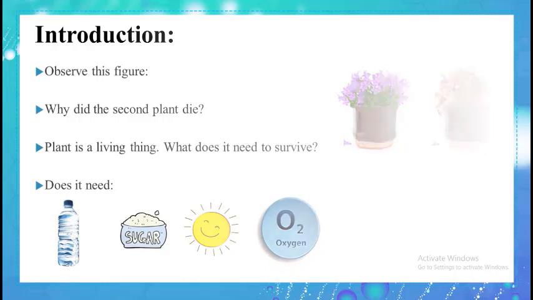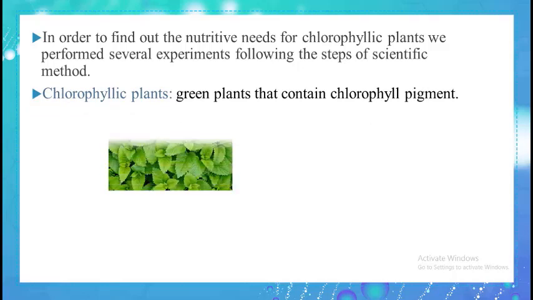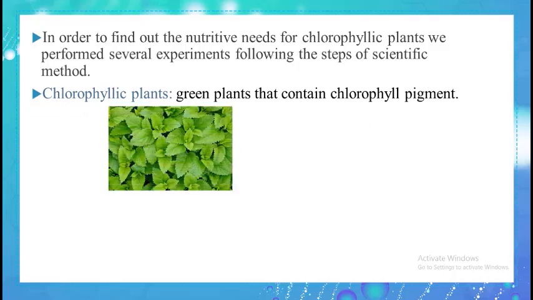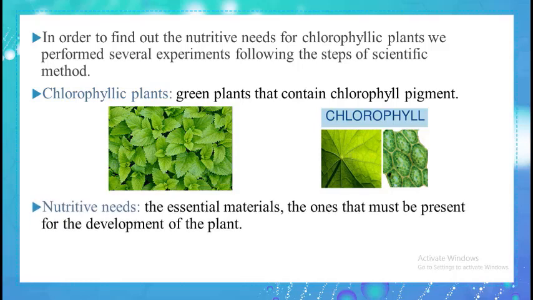Let's find out. In order to find out the nutritive needs for chlorophyll plants, we performed several experiments following the steps of scientific method. What do we mean by chlorophyll plants? Chlorophyll plants are green plants that contain chlorophyll pigment, which means they are the green plants that have chlorophyll inside them. What do we mean by the word nutritive needs? Nutritive needs are the essential materials that must be present for the development of plants, which means they are the important things that must be found for the plant to develop.